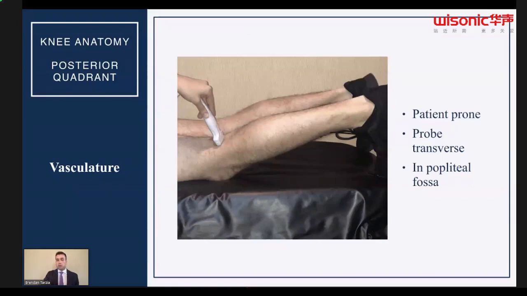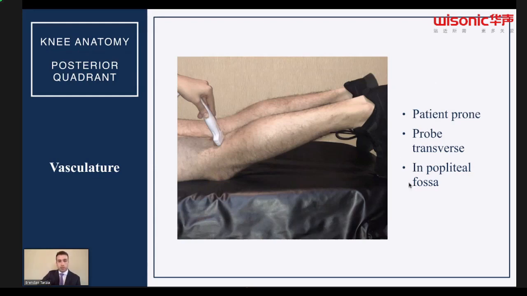So this is a little different than the other structures that we've talked about so far. But right here we want to take a look at the popliteal crease, or the popliteal fossa, and we want to see the vasculature. So we want to see the artery, the vein. You can see the nerve as well.